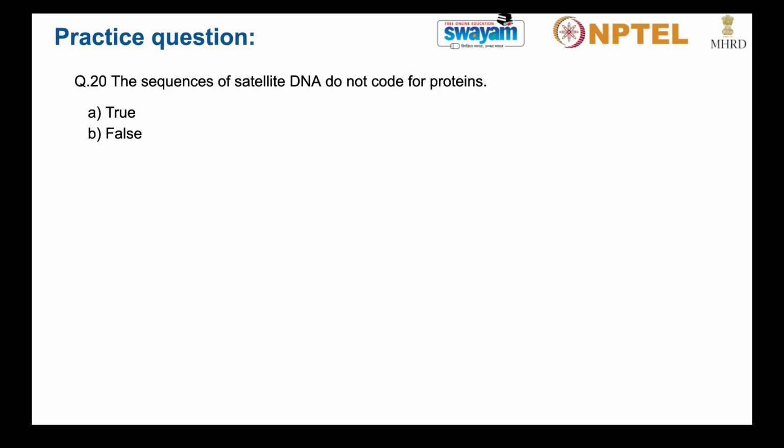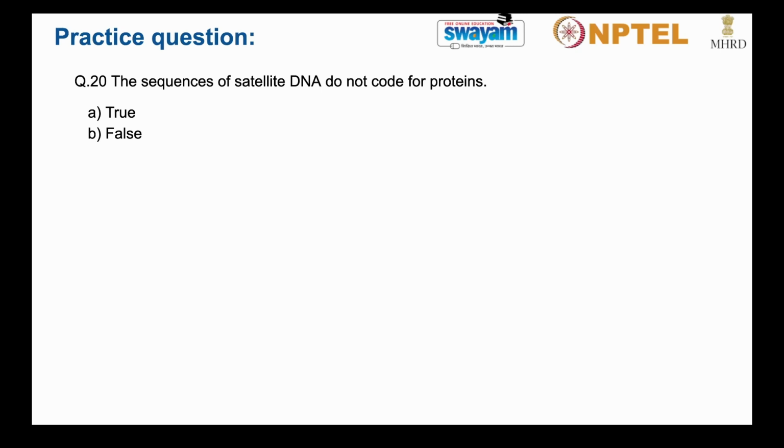Now let's move to another question. The question says, the sequences of satellite DNA do not code for proteins. So now you have to tell whether the sequence of satellite DNA codes for protein or not. Is it true or is it false? Here they are saying that they do not code for proteins. What do you think? We already discussed satellite DNAs. These are repeat sequences of nucleotides that could be present in a million number of times in the DNA. So what do you think?